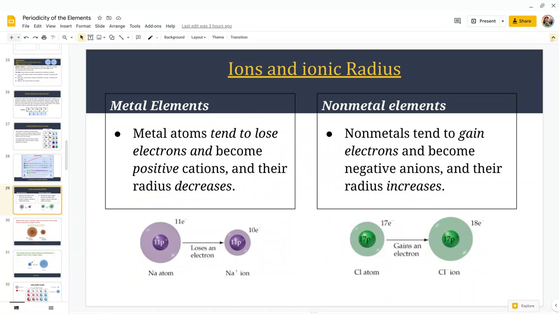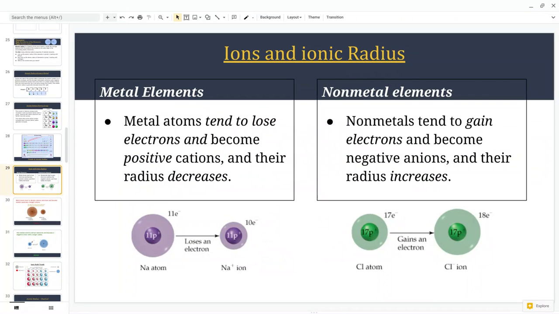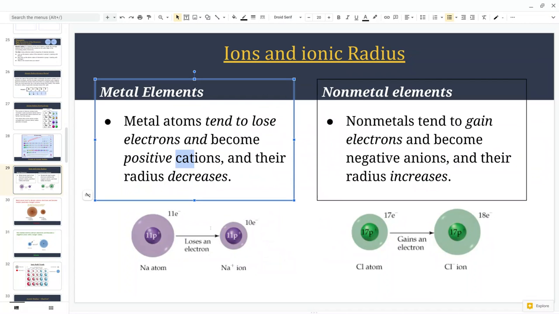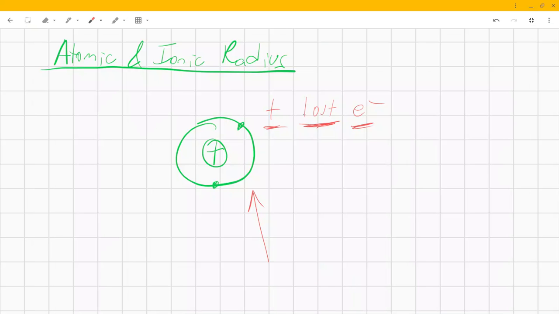Metal atoms tend to lose electrons and become positive, what are called cations, and their radius decreases, okay? So when you notice a positive ion, it is smaller than the original atom was. Now, what about negative ions?